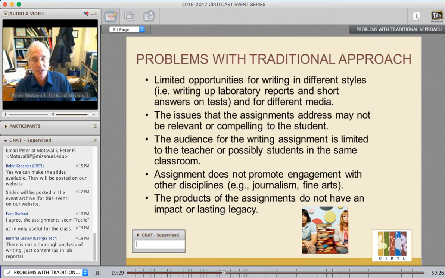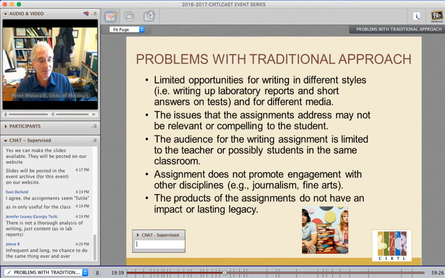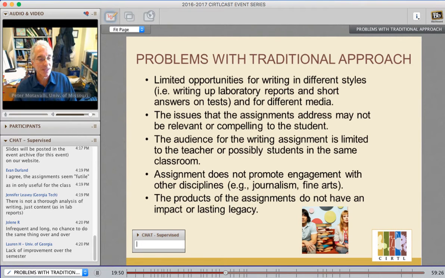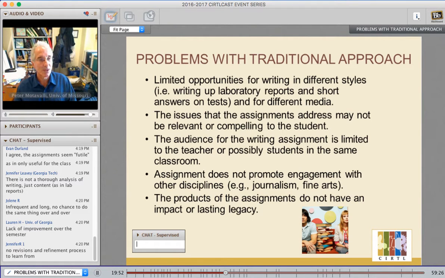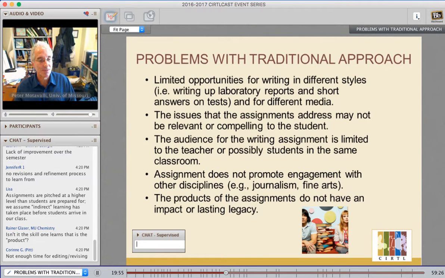Now, many times the assignment is basically only useful for the class. It doesn't have a life beyond that. So focus more on the content and not the actual writing, not looking at improvement over the semester. Yeah, that's also, Rainier is saying that the skill one learns is also a product. I agree with that totally.